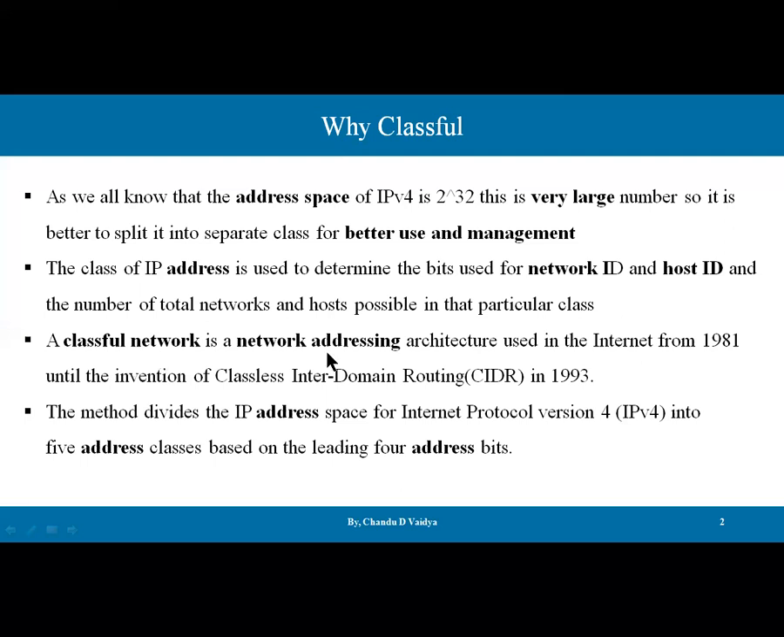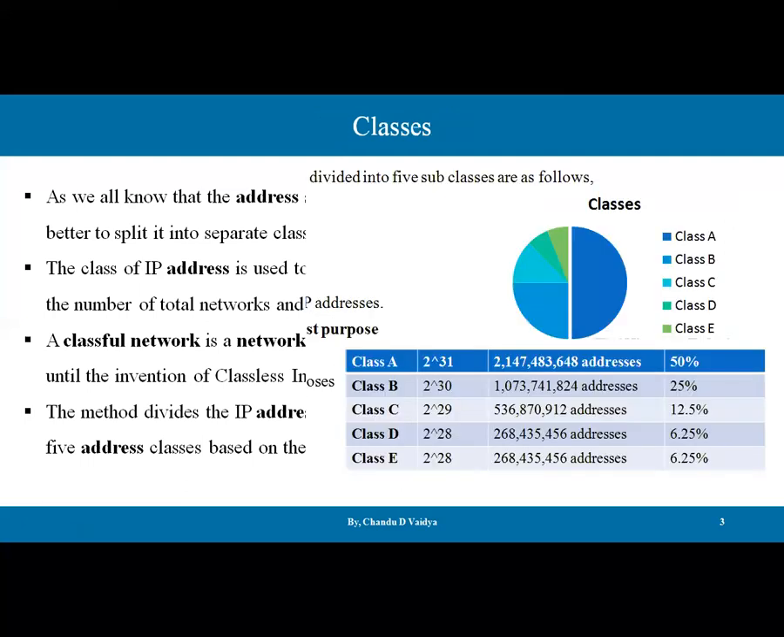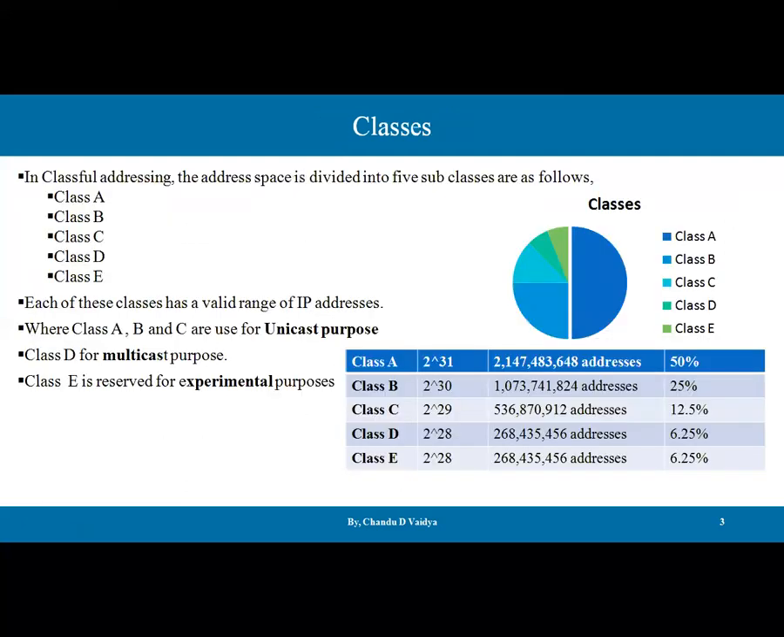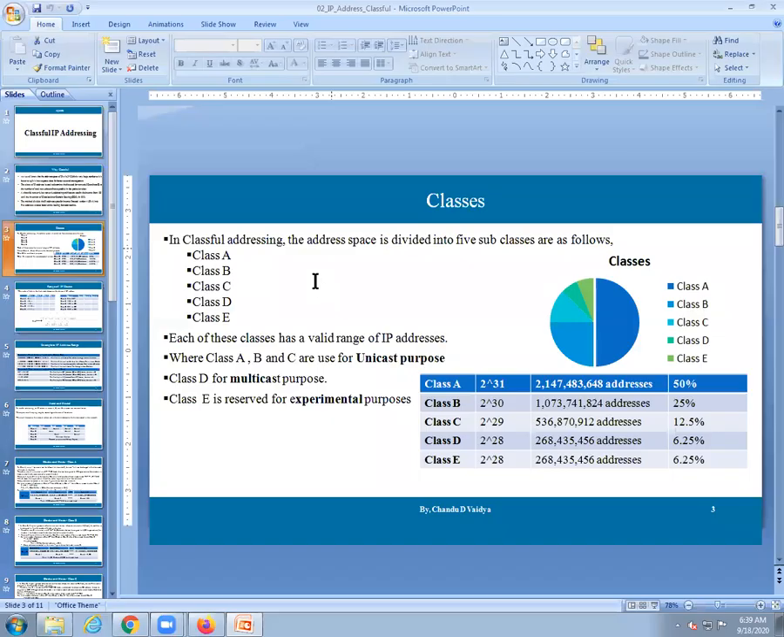A classful address is a network addressing architecture used in the internet from 1981 until the invention of CIDR notation, that is up to 1993. This method divides the IP address space for Internet Protocol version 4 into 5 classes based on the leading 4 address bits. So this is the purpose of classful addressing: we are dividing the IP address space into a number of available classes. Let's start.